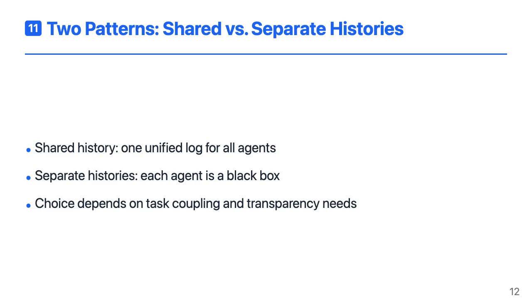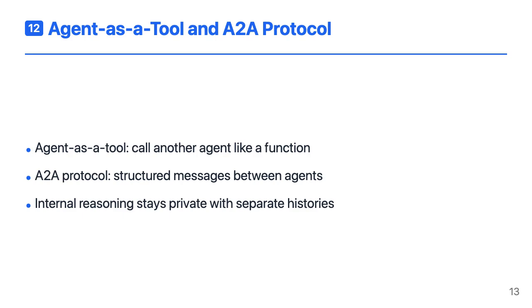This black box style is useful when you want modularity, encapsulation, or clear boundaries between agents. When agents keep separate histories, they still need a way to talk. One approach is agent as a tool. You invoke another agent just like you'd call an API, passing inputs and getting back a final output. Another is an agent-to-agent, or A2A protocol, where agents exchange structured messages directly. In both cases, the receiving agent doesn't see the sender's internal steps, only the inputs and outputs that are explicitly shared.